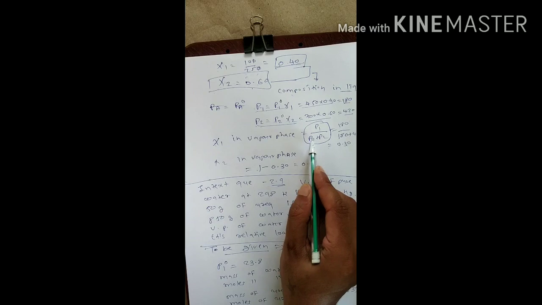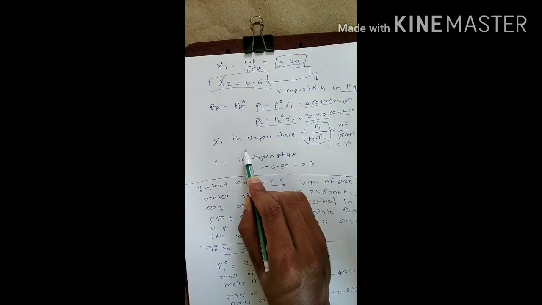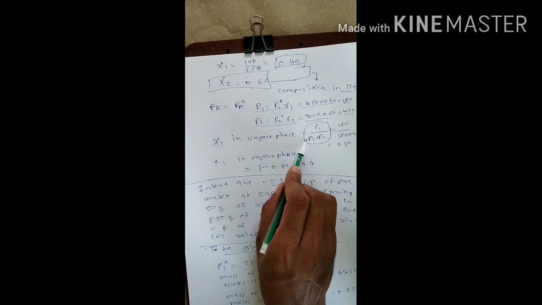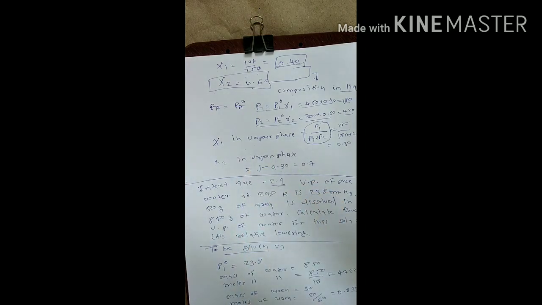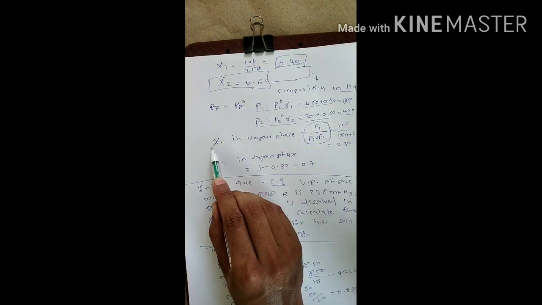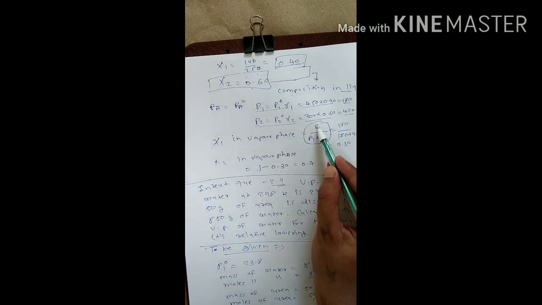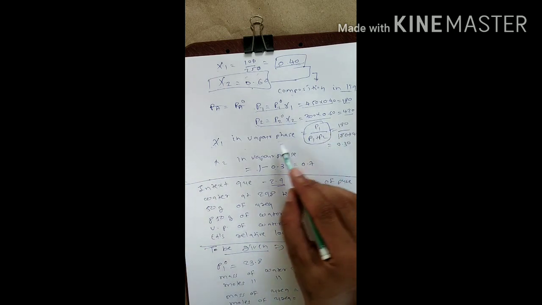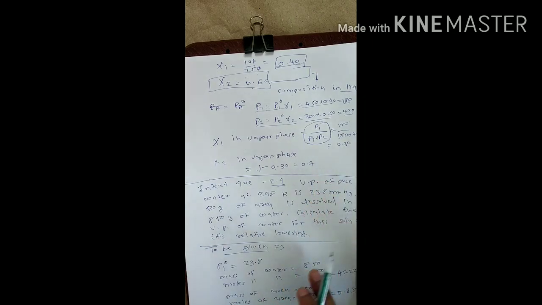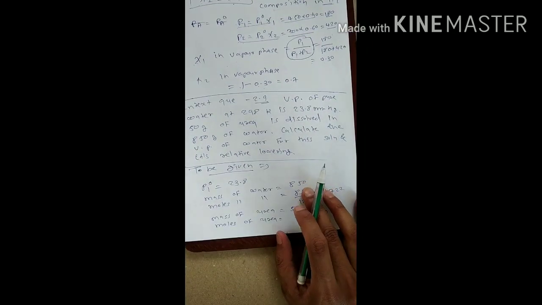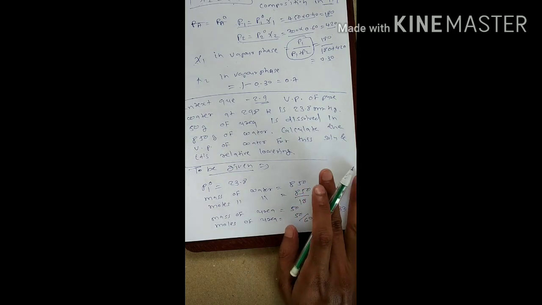Okay, this is the formula that you have to remember because it is not in your theory portion. What is the formula? The formula to find out the composition in vapor phase is: y1, that is the mole fraction of solvent in vapor, is equal to P1 divided by P1 plus P2. Okay, you have to remember that formula. So we derived all four values now.